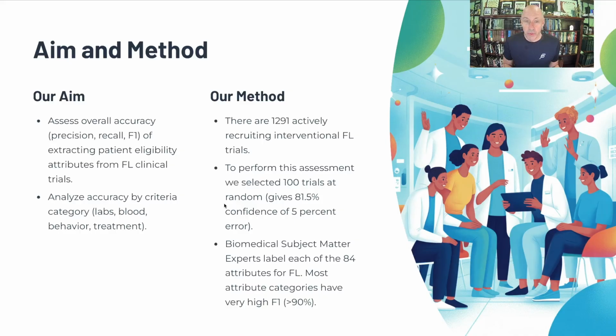So we're going to take 1,291 actively recruiting interventional FL trials. That's the full universe, but we're not going to label all those. We're going to have subject matter experts label just 100 trials at random, and this gives us greater than 80% confidence interval, which should be sufficient for having faith in our numbers.